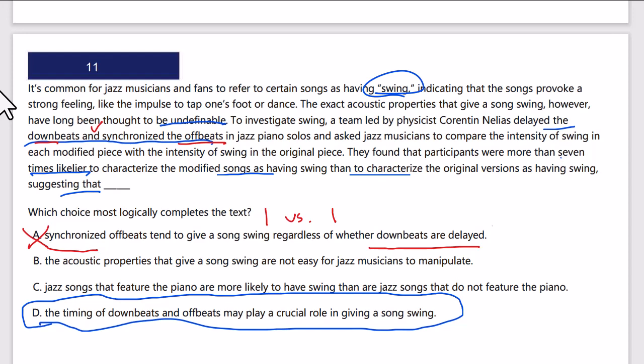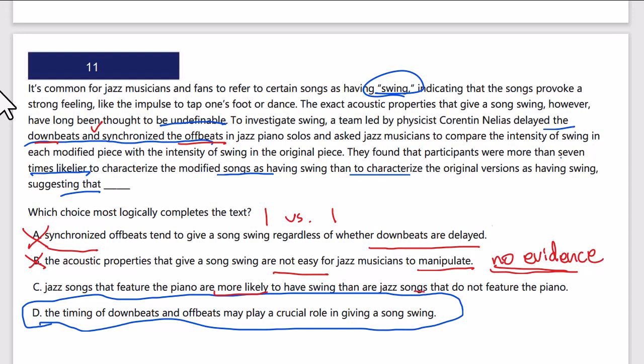B. The acoustic properties that give a song swing are not easy for jazz musicians to manipulate. Well, first of all, it really didn't discuss the idea of manipulating, so that's not in the passage. And the subjective sense of easy is not in the passage either. There's no evidence for this. A lot of times you'll have answers that seem plausible, but there's no actual evidence. Remember, this is ultimately an evidence-based reading exam, again and still. If there's no evidence, then you're not going to have the right answer. B is incorrect.